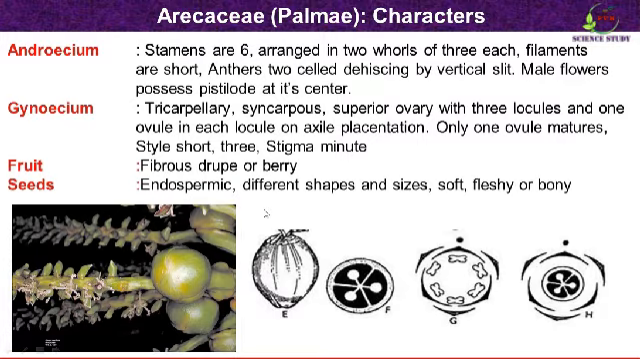Then regarding seeds, seeds are endospermic because it contains the endosperm. Seeds are of different shapes and sizes. They are either soft, fleshy or bony. Sometimes the endosperm is ruminated. Here you can see the floral diagram of male flower, and here you can see the floral diagram of female flower.